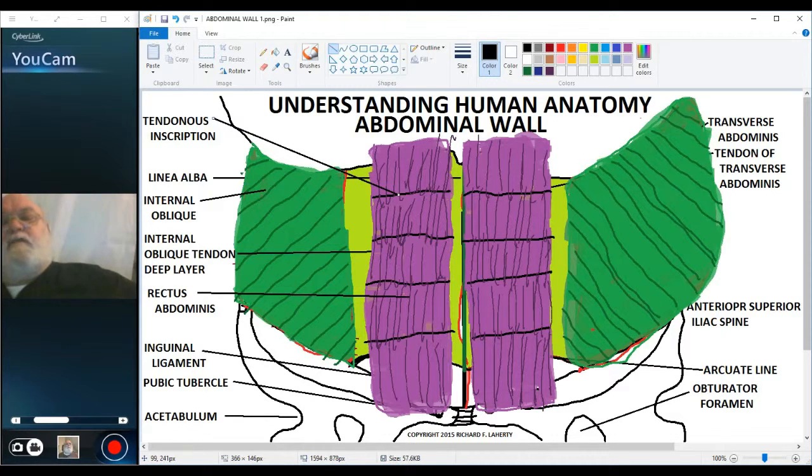You can see from this diagram that the posterior surface of the rectus abdominis is covered by the deep portion of the internal oblique tendon and the transverse abdominis tendon. And together, those layers of connective tissue, those layers of tendon, form the deep layer of the rectus sheath.